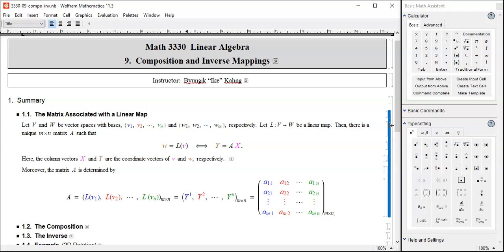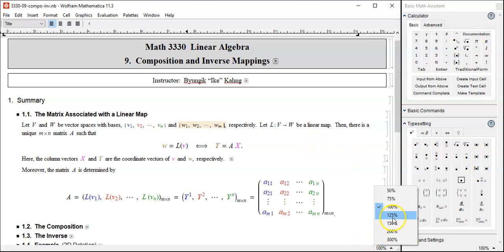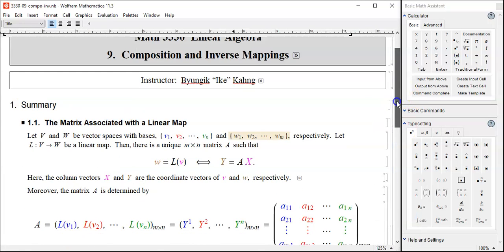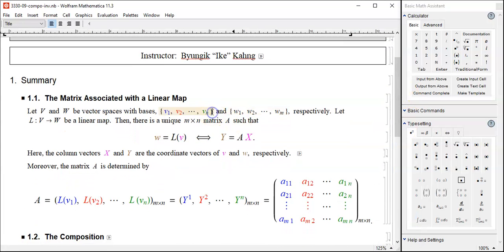Let V and W be vector spaces with bases v1 through vn and w1 through wm respectively. So the first vector space is n-dimensional and the second vector space is m-dimensional. Can you see these indices? Let me expand the font. Okay, now it's a lot better. N-dimensional to m-dimensional. So the domain, or the original vector space, is n-dimensional, and then the target is m-dimensional.